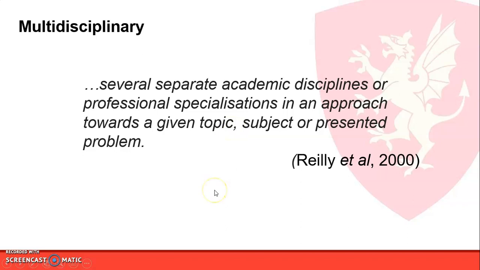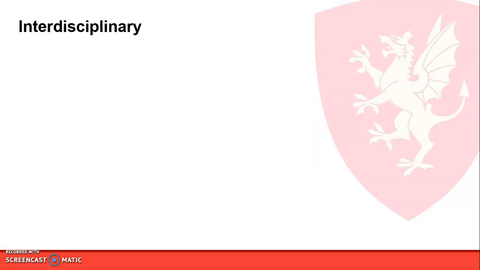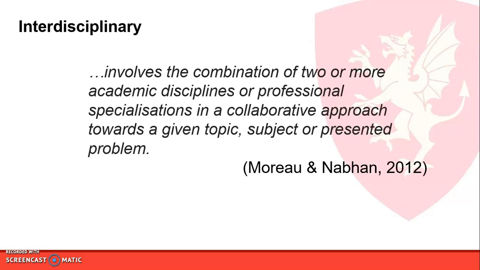So for example, a psychologist will look at just the psychological issues. A physiologist will just look at the physiological issues, for example, nutritional issues. So they're responsible in their separate academic disciplines to approach a topic or person or subject from their own discipline, and that's it. Now with an interdisciplinary approach, what happens is that they combine.